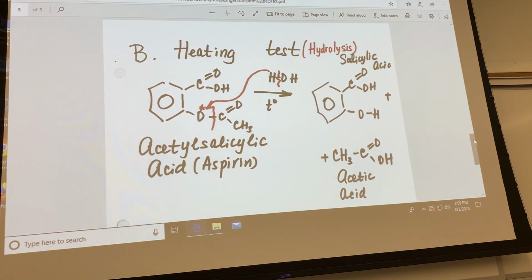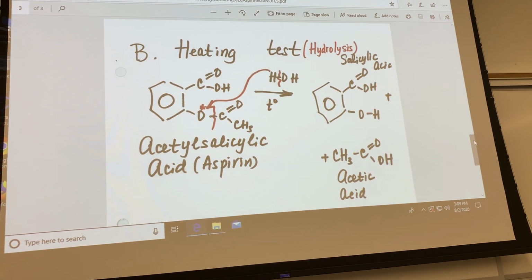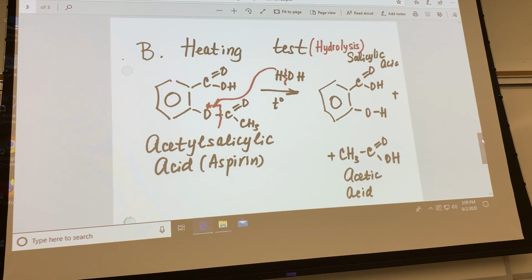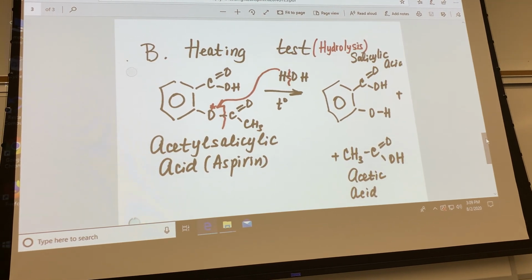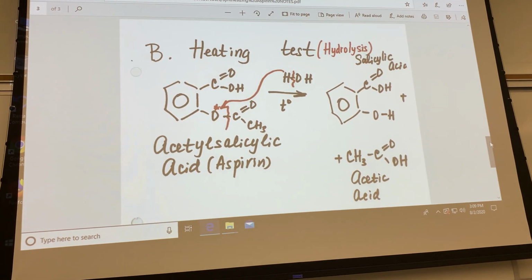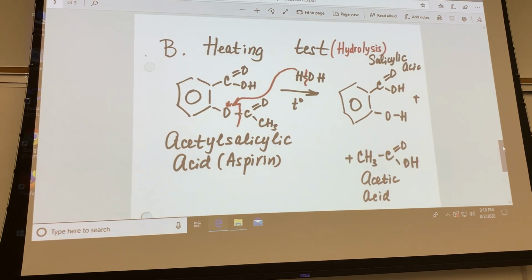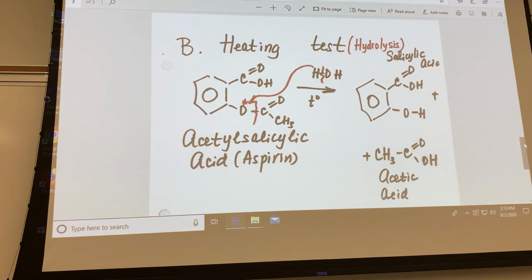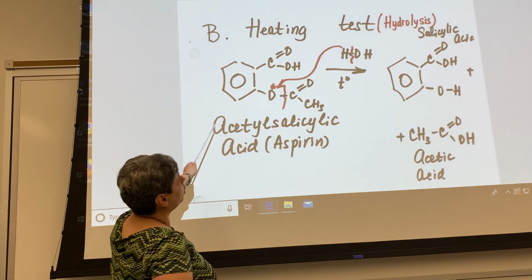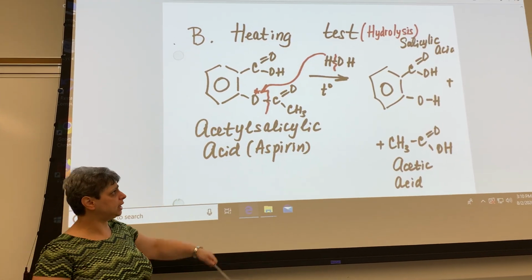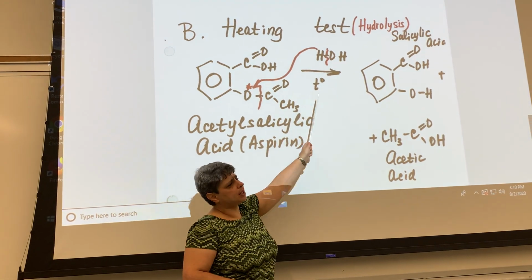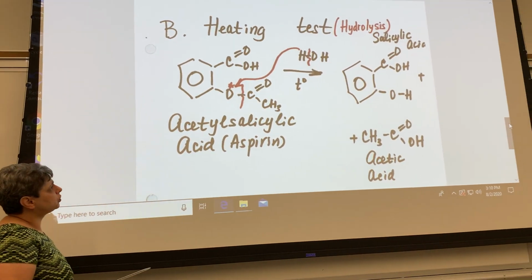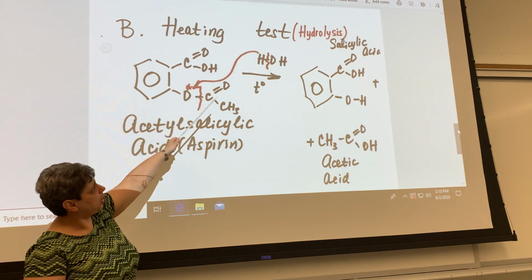Air tends to contain a certain amount of moisture, and usually at the end of summer and early fall it's fairly humid, and so there's plenty of moisture in the air. And heating here is basically used to speed up the reaction that will occur between aspirin and water even at room temperature. So heating is basically to speed up the reaction. The reaction we're looking at is between aspirin and water.